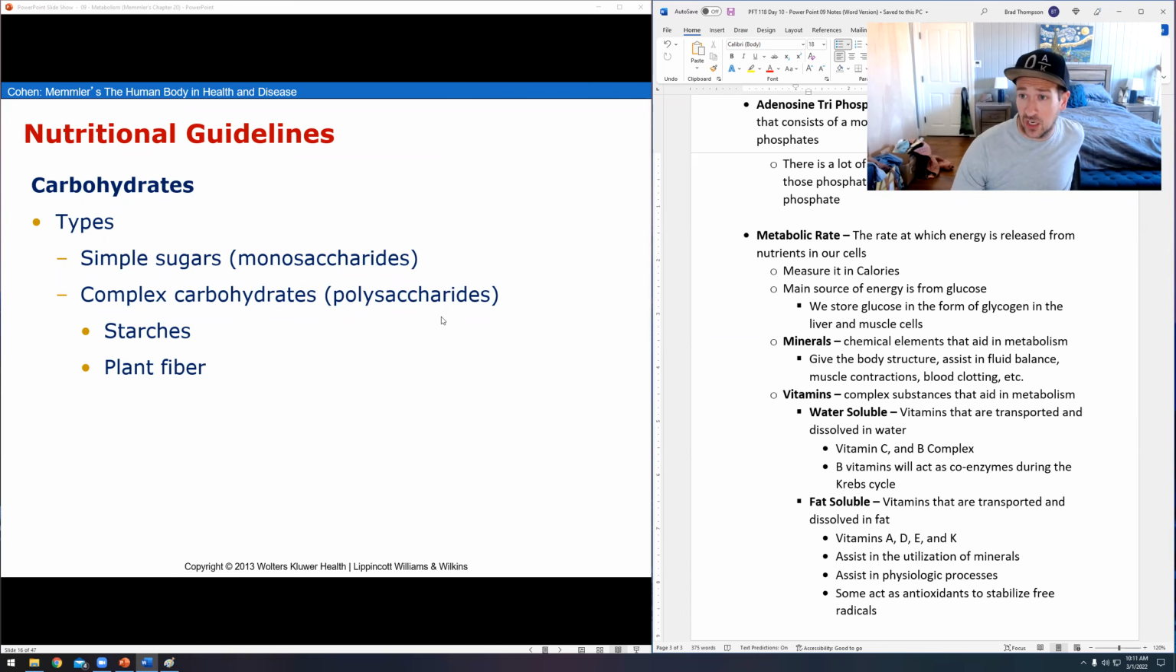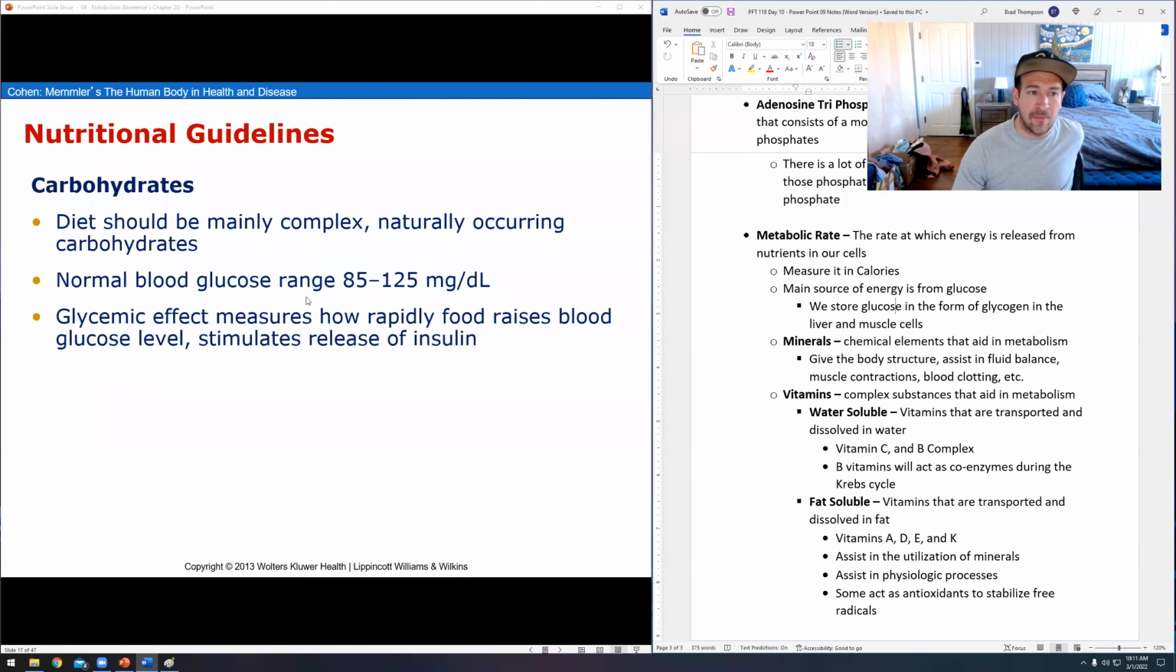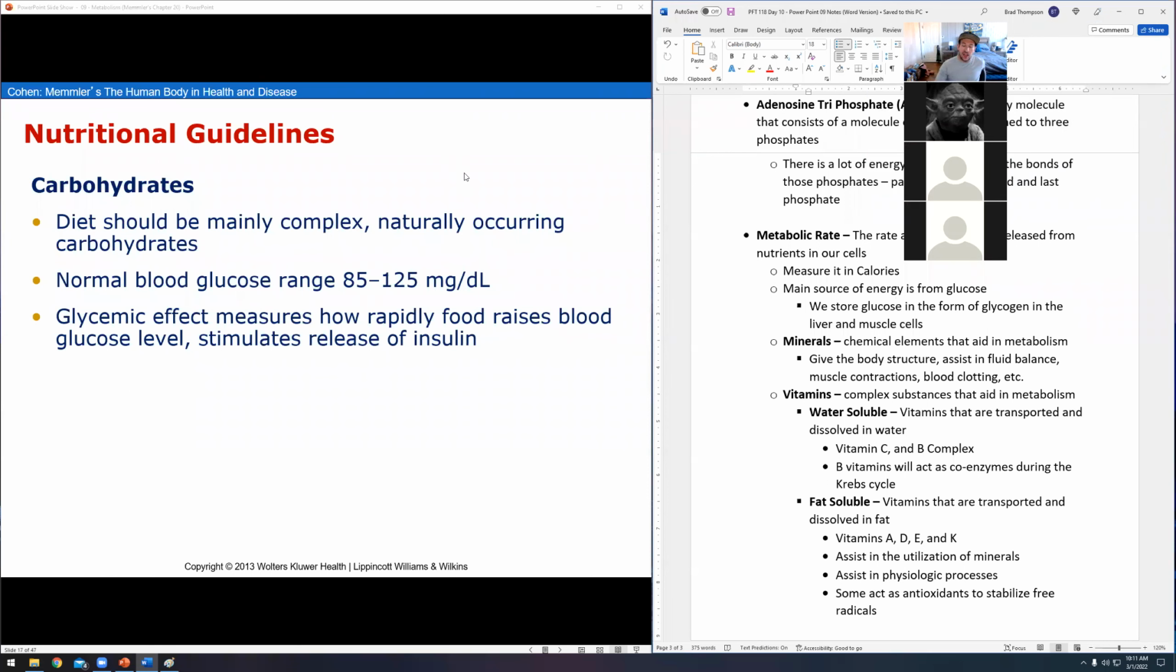We got complex carbs, which are lots of glucose all tied together. So that's great, like starches and fibers and things like that. Ideally, when it comes to maintaining a healthy metabolism, we want to have complex, naturally occurring carbohydrates rather than simple, sort of processed carbohydrates, because that is going to keep our blood sugar levels from overly spiking.